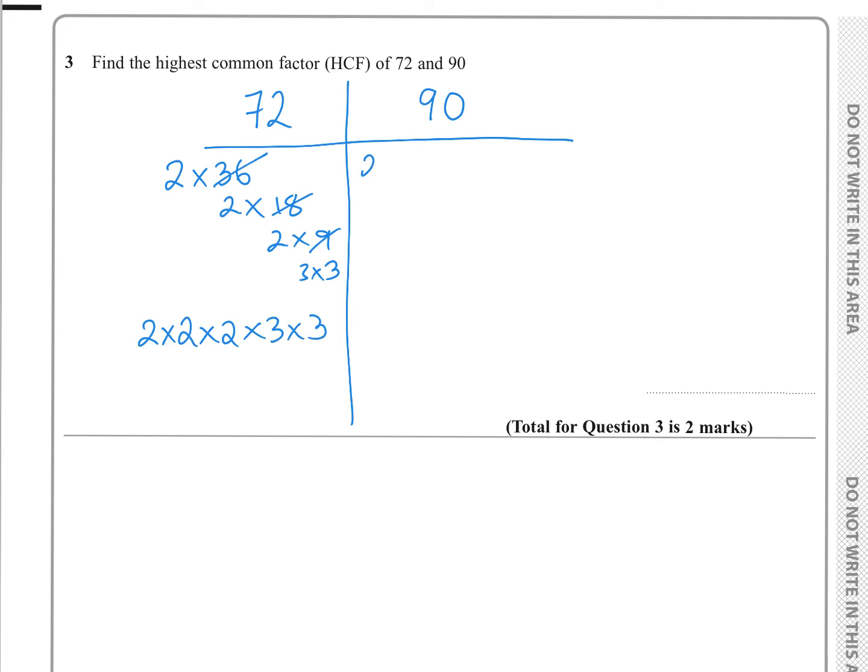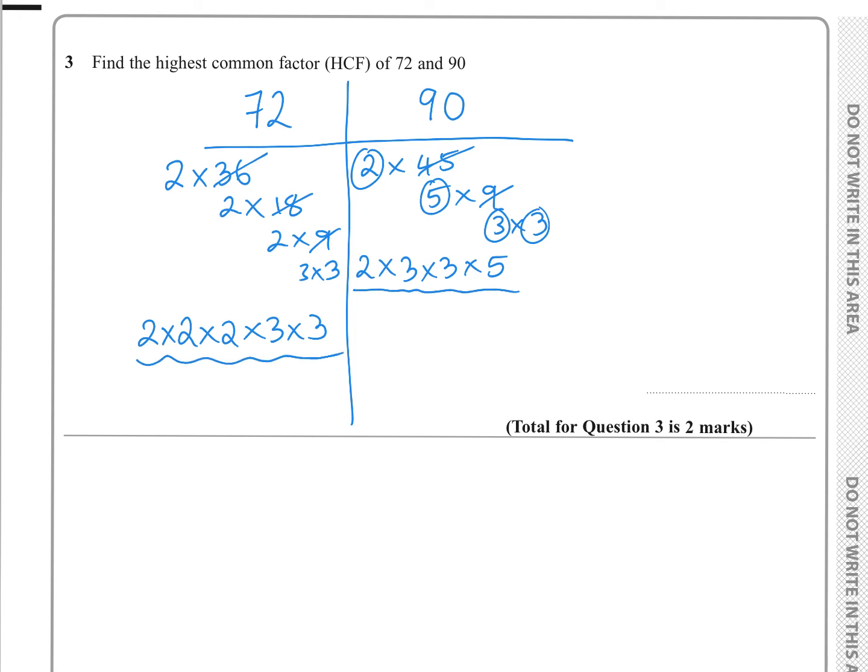For 90, I've got 2 times 45. 45 is 5 times 9, and 9 is 3 times 3. So putting these in order, I'll have 2 times 3 times 3 times, don't forget the 5. What I'm going to do now is compare these, and I'm going to see what factors they have in common. So there's 2, then a 3, and another 3.